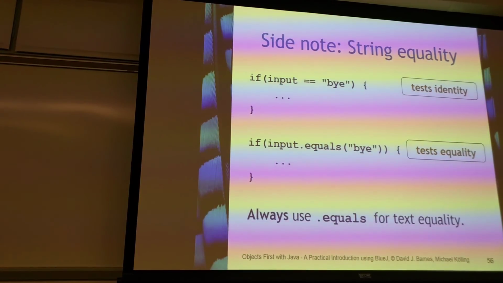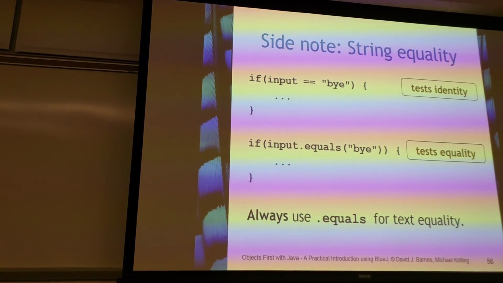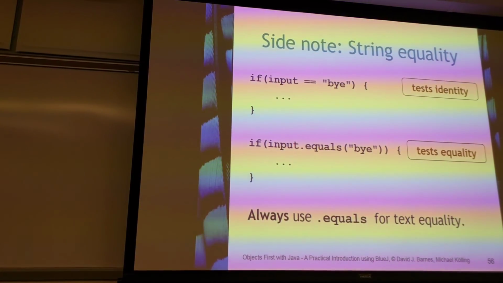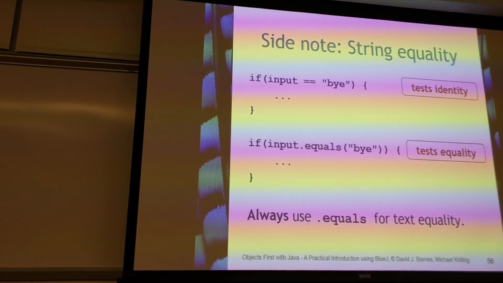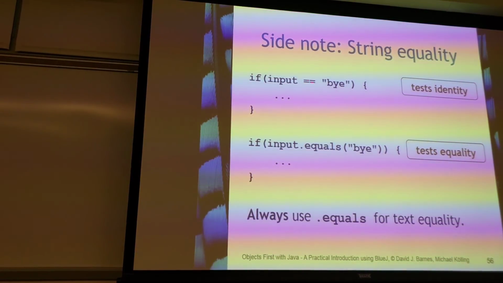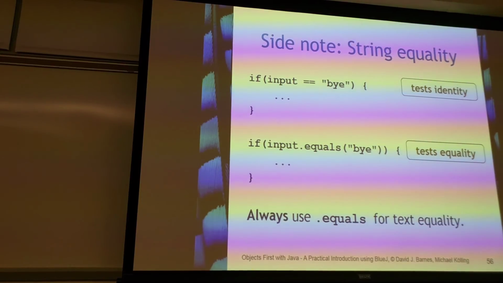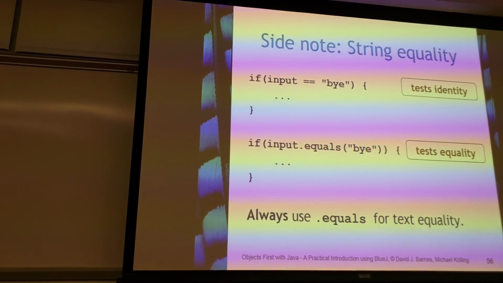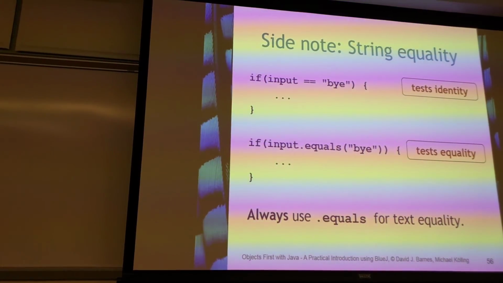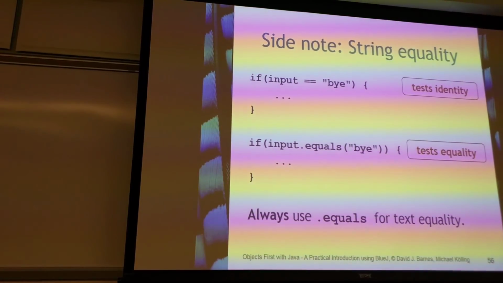So, first one is equality. In both these examples, input is a string. The first statement says if input equals bye, do something. The second one says if input.equals, this is called a method, equals on the string class, bye, then do something.